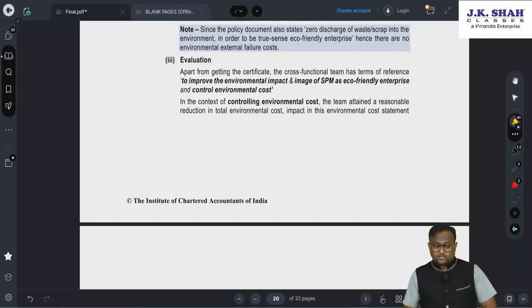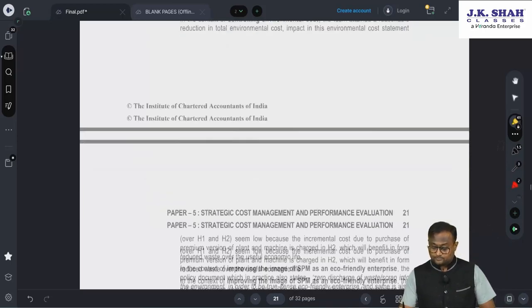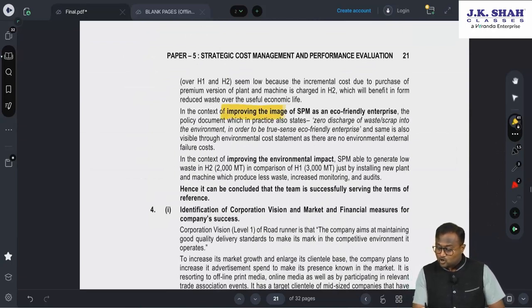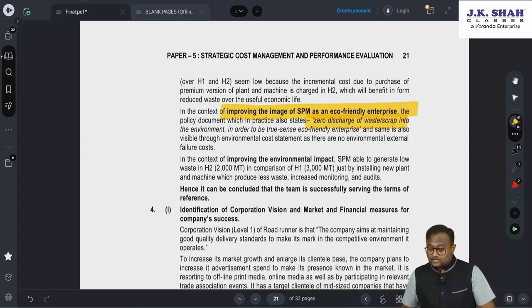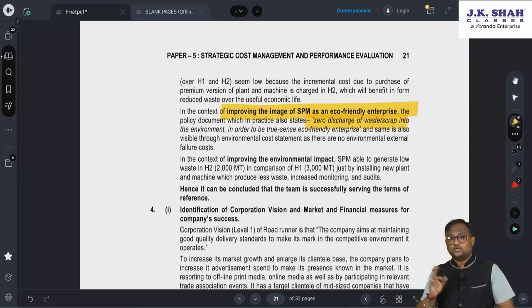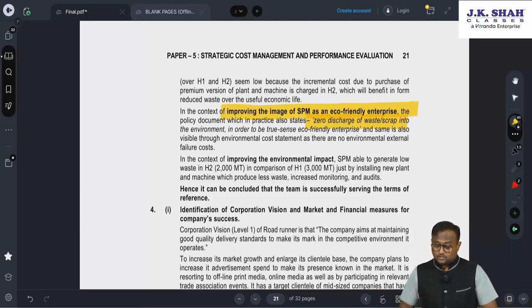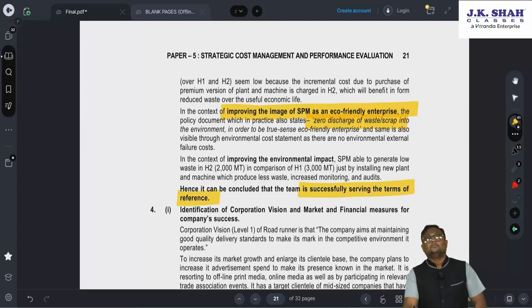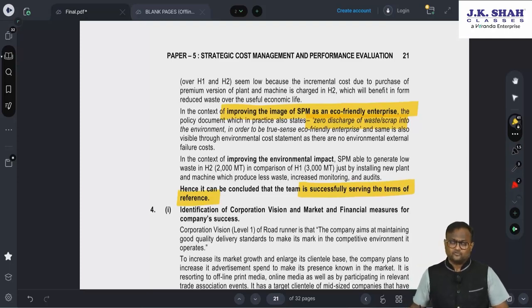And third one was evaluation. We were supposed to evaluate whether the cross-functional team is successful in serving the terms of reference. In the context of improving the image of company, the policy document also said zero discharge of waste in true sense of an eco-friendly enterprise, and same is also visible from the environmental cost statement, as there is no environmental external failure cost. See, there is no external failure cost, there is an internal failure cost. So, you are successfully serving the terms of the reference.